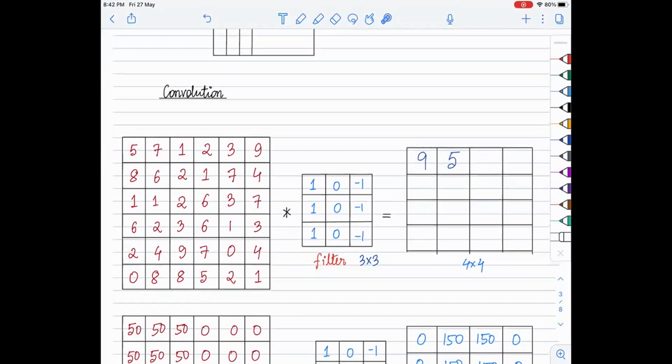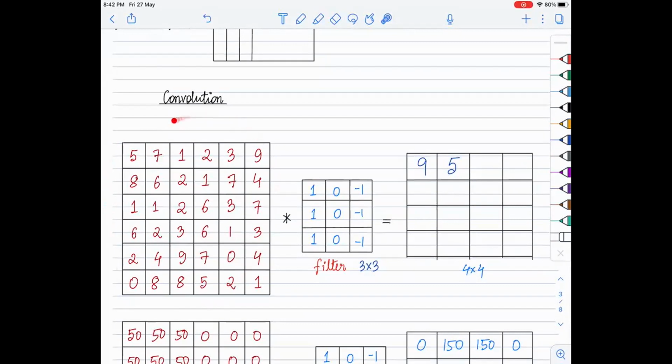So when I write this, this is like an image. It seems like a matrix, but this matrix is nothing but an image which has 6 by 6 pixels, and I've written some random numbers. So this is like 5, 7, 1, 2, 3, 9. These are random numbers, the numbers of the pixels.